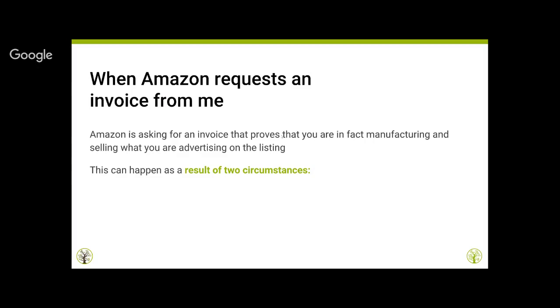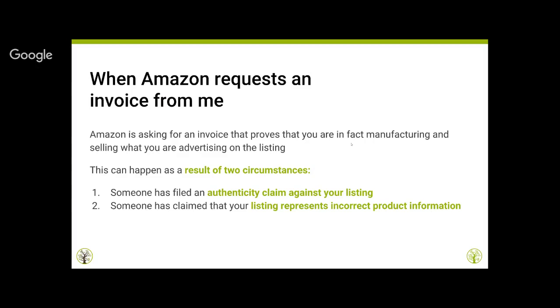So it can happen as a result of two main things. Number one is someone actually filed an authenticity claim against your listing, saying, you know, this product's not authentic, it's not actually from the real manufacturer, something like that. Or two, someone claims that your listing represents incorrect product info. So basically the listing and the product don't match. For this example, we're just going to use the latter, in that the product doesn't match a detail page, but the process for both those situations is exactly the same. So you can just follow this the same way if there's an authenticity claim.